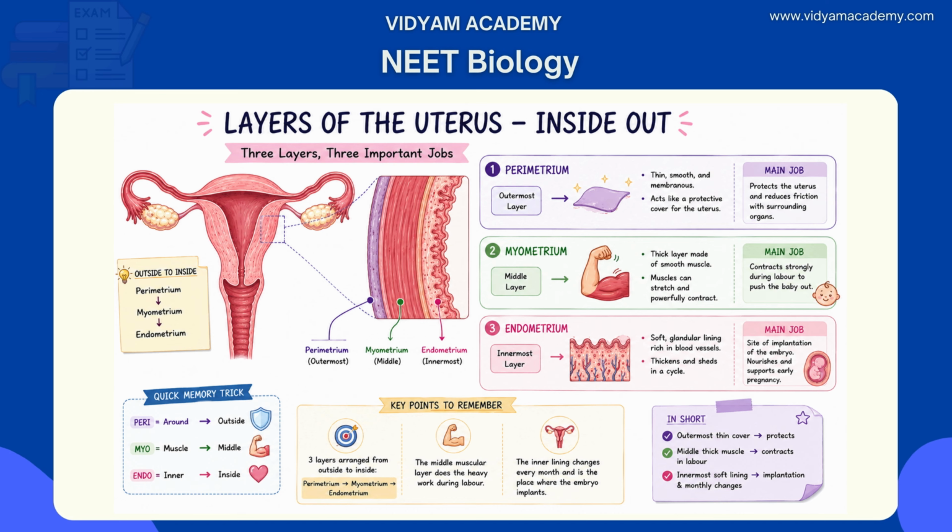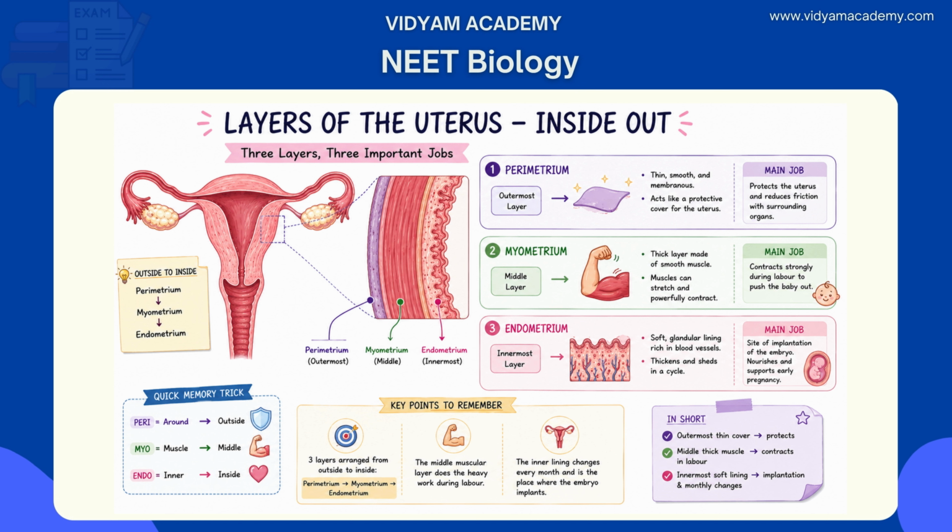The endometrium is the innermost glandular lining. It is rich in blood vessels and uterine glands, and undergoes cyclic thickening and shedding during the menstrual cycle. And it's the layer where the blastocyst implants during pregnancy.